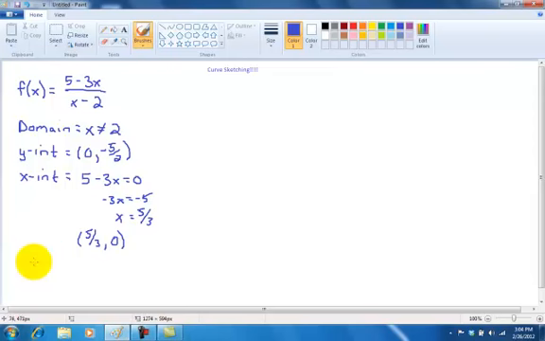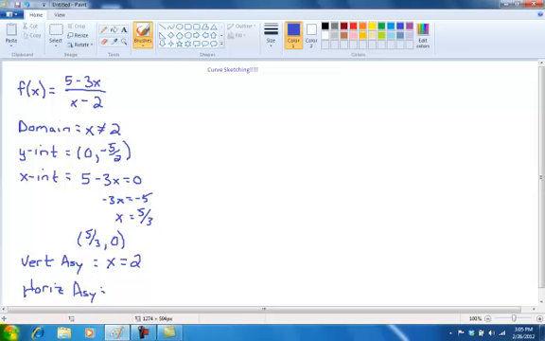The next thing you want to look at are asymptotes. We have vertical asymptotes and we have horizontal asymptotes. Vertical asymptotes are found when you set the denominator equal to 0. That will give you your vertical asymptote. Our vertical asymptote is the same as the value excluded from your domain. It's written as x equals 2. That will give us where the vertical asymptote is.